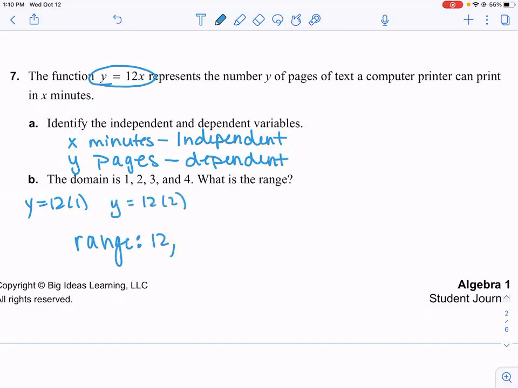What about when x is 2? 6. That's it. 4. We're plugging into here. It's going to be 24. When we plug 3 in for x, what are we going to get? 36. And then 4? 48. That's going to be our range.